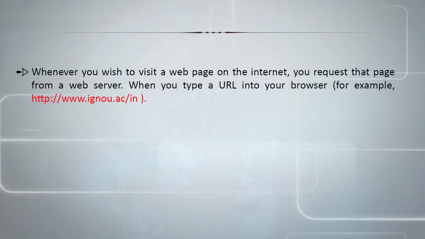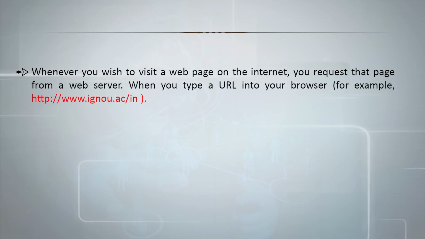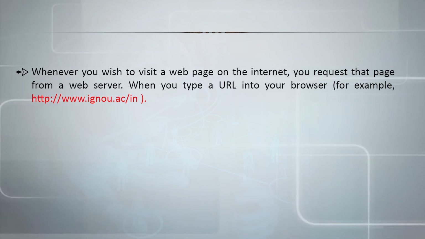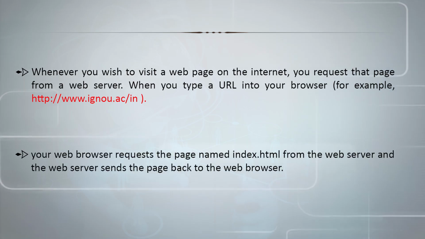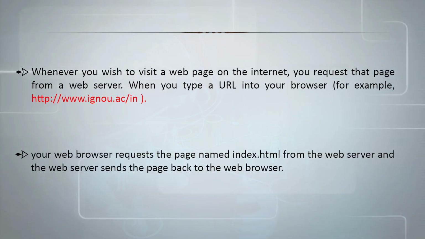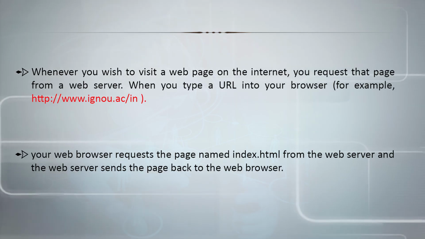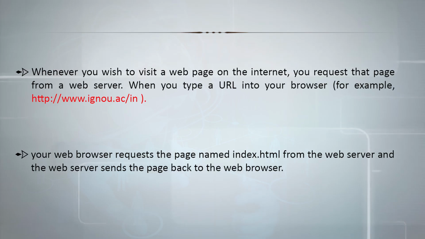Whenever you wish to visit a web page on the internet, you request that page from a web server. When you type a URL into your browser, for example, http://www.ignou.ac.in, your web browser will request the page named index.html of this particular address from the web server, and the web server sends the page back to the web browser. Then there are different steps of communication that take place between the web browser and the web server. It is not that the client is requesting and the server is providing information. Yes, at the top level, that is what is happening ultimately.